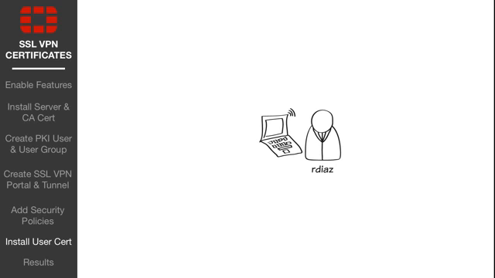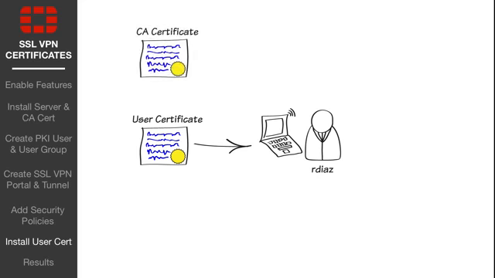First, you must install the user certificate on the user's PC. Then, when the user attempts to authenticate, the user certificate will be checked against the CA certificate to verify that they match. Each user should have a unique user certificate so that you can distinguish each user and so that it is possible to revoke a user's certificate if they should no longer have VPN access.